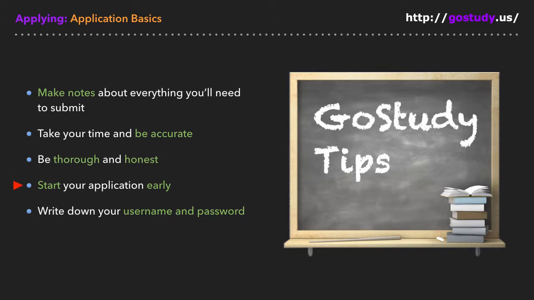Next, start your application early. You'll be asked to submit lots of different information, some of which, like standardized test score results, you may not have when you first begin. That's okay. The more you can get done early, the better, however. Then you won't have to rush to complete the application before its deadline.